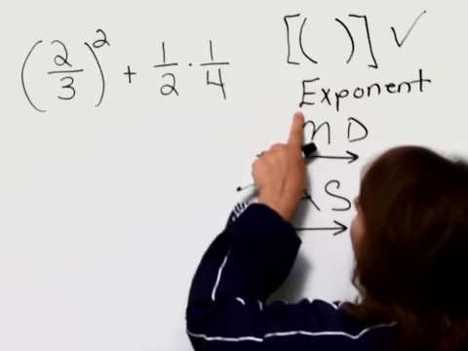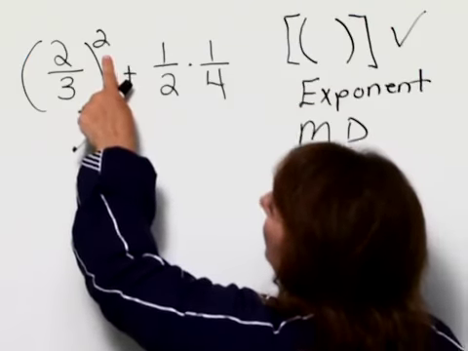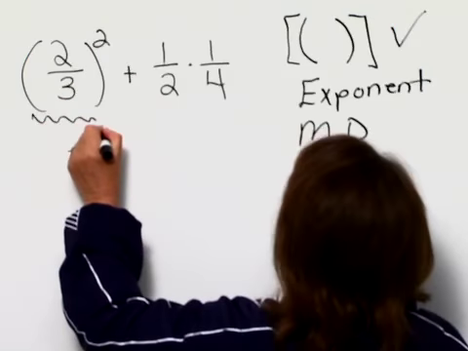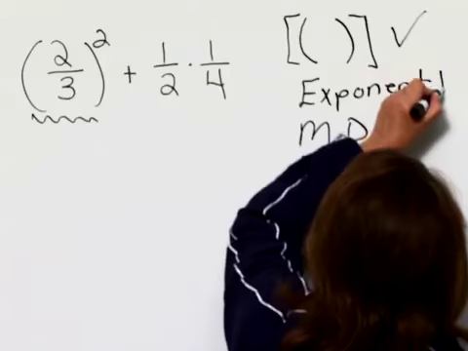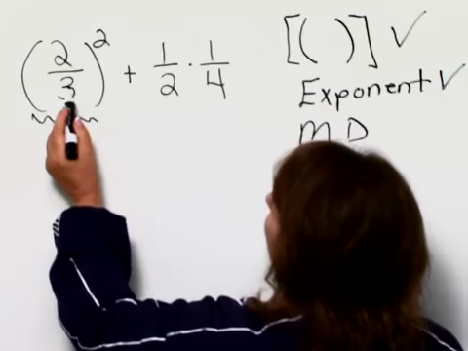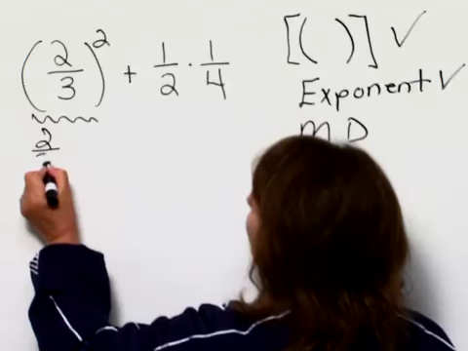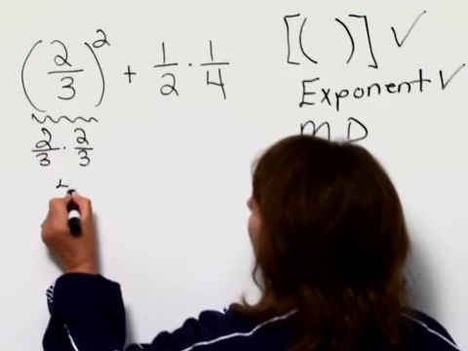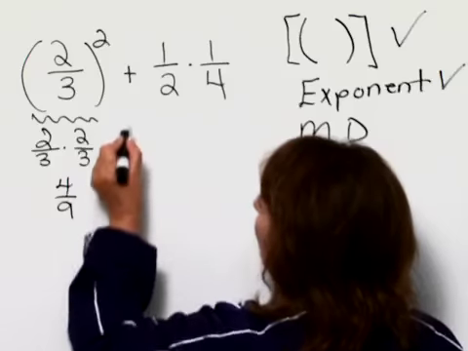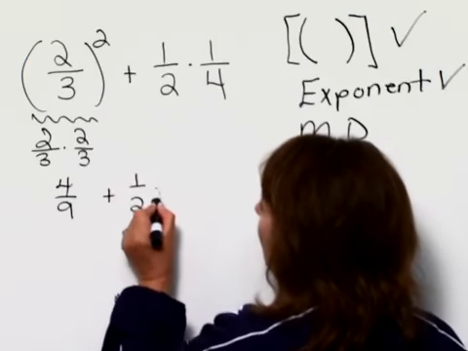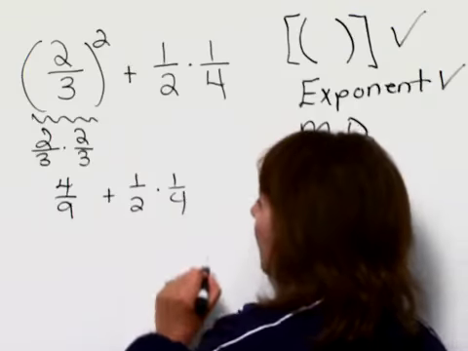Next on the list is exponents. We have exponents right here. So that's what we're going to do first. And I like marking what I'm going to do first, and I like checking it off once I've done it so that I'm clearly following the rule. So here we have 2/3 times 2/3 gives us 4/9. And we copy down the rest of the problem, plus 1/2 times 1/4.